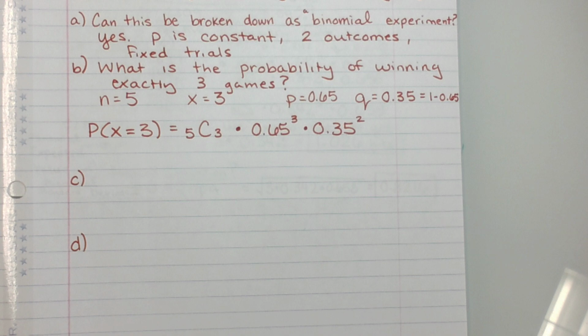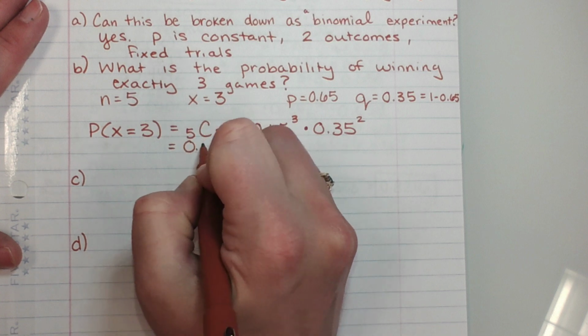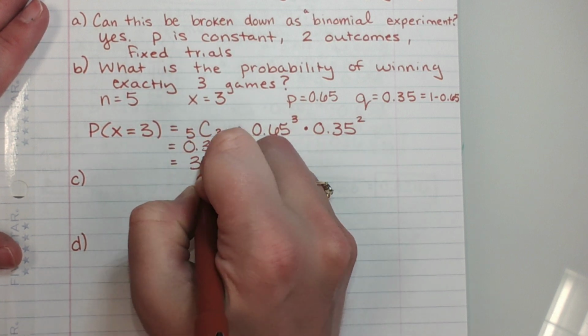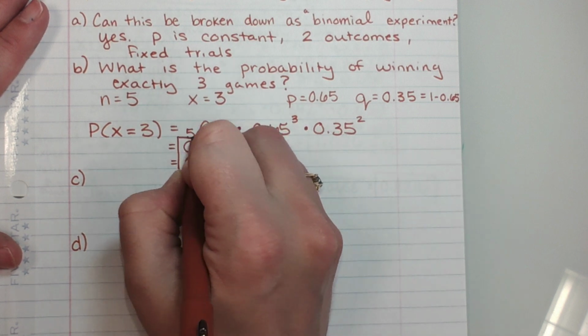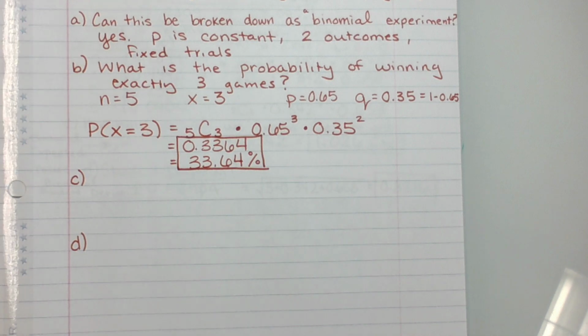Emily, what did you end up with? 0.3364. Also known as 33.64%. I don't care which form you give it to me in, but if you're going to give me the percentage, put the percent symbol. Okay.